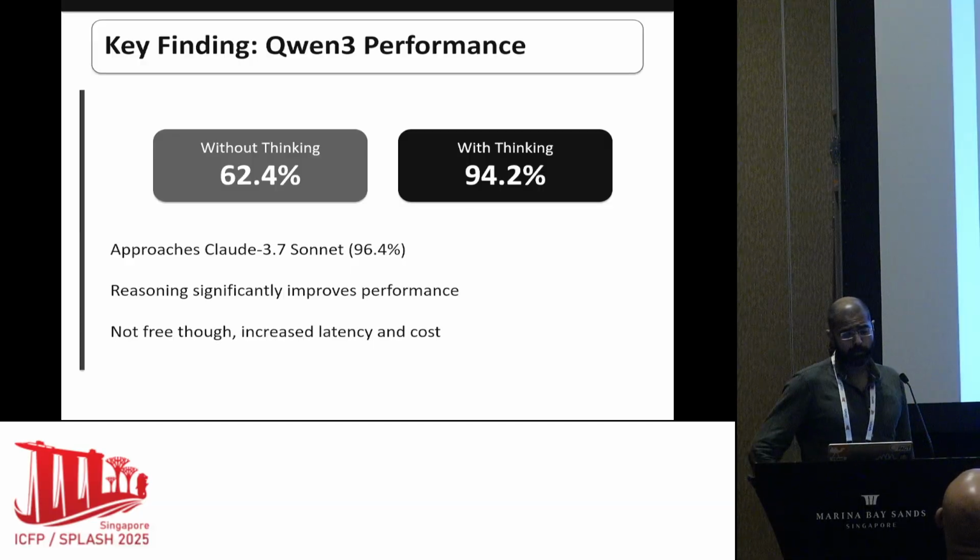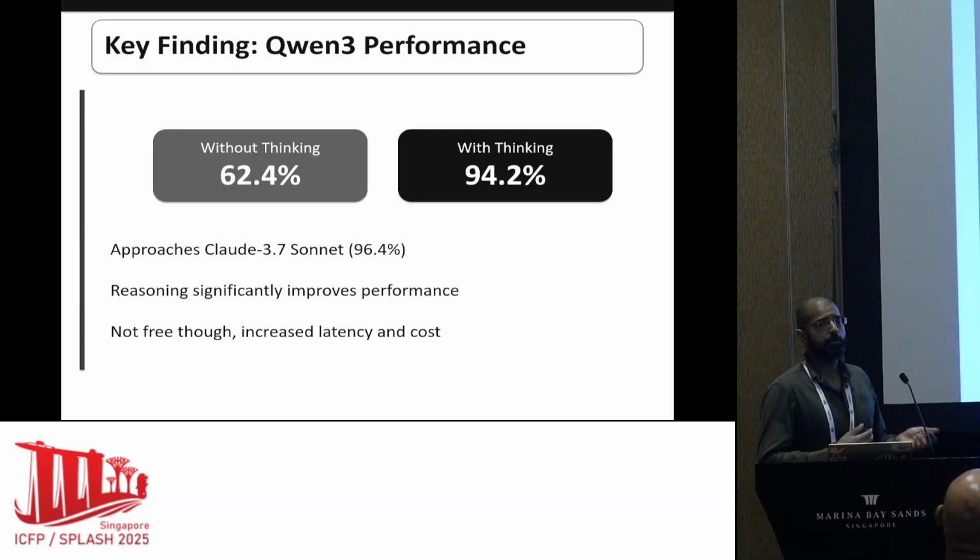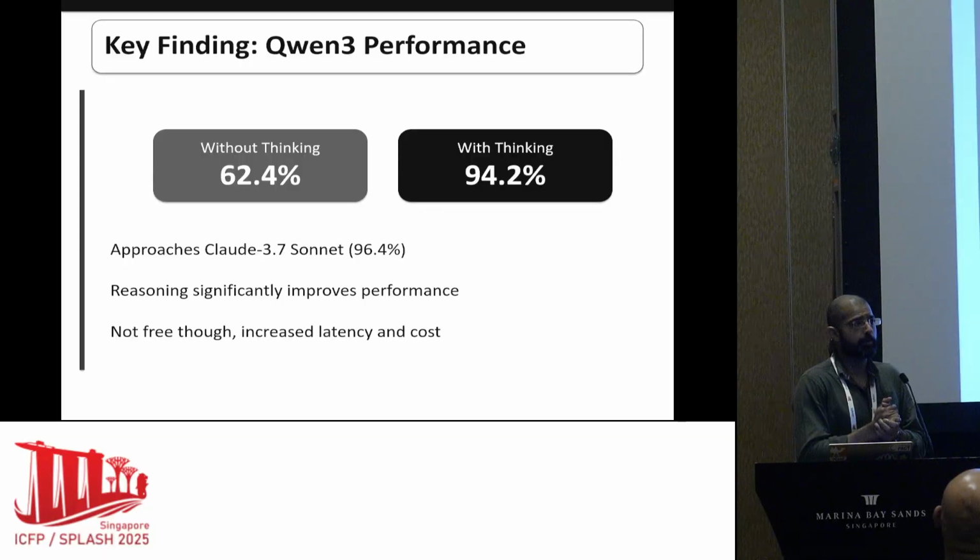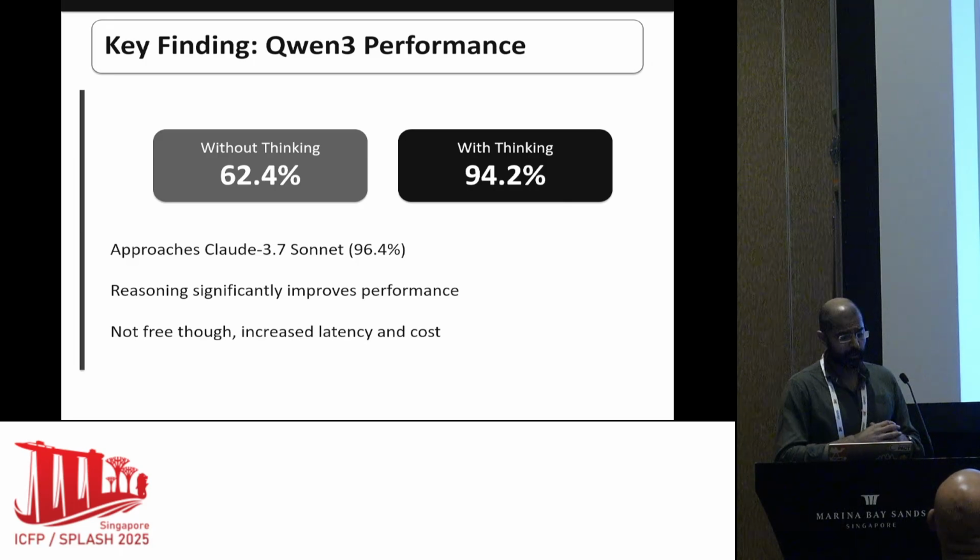And what we found is that the Qwen3 model, which was just released at that point in time, performed far better than we expected. At 32 billion parameters, you can run it even on relatively affordable GPUs. What we found was that reasoning significantly improved performance. As you can see there, the difference in performance is quite remarkable. And actually, Qwen3 approached Claude Sonnet, which at the time was a lot more expensive proprietary model that couldn't be run on local machines.